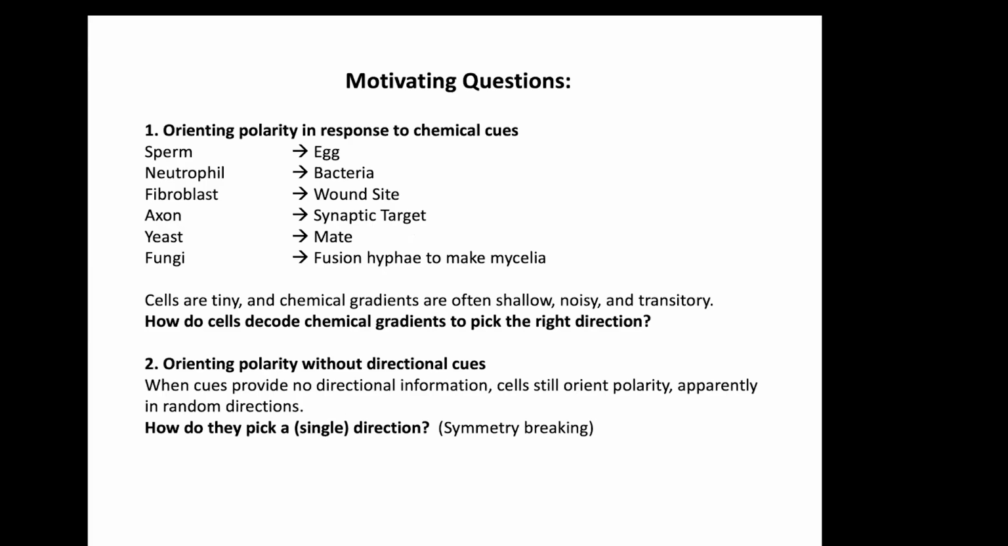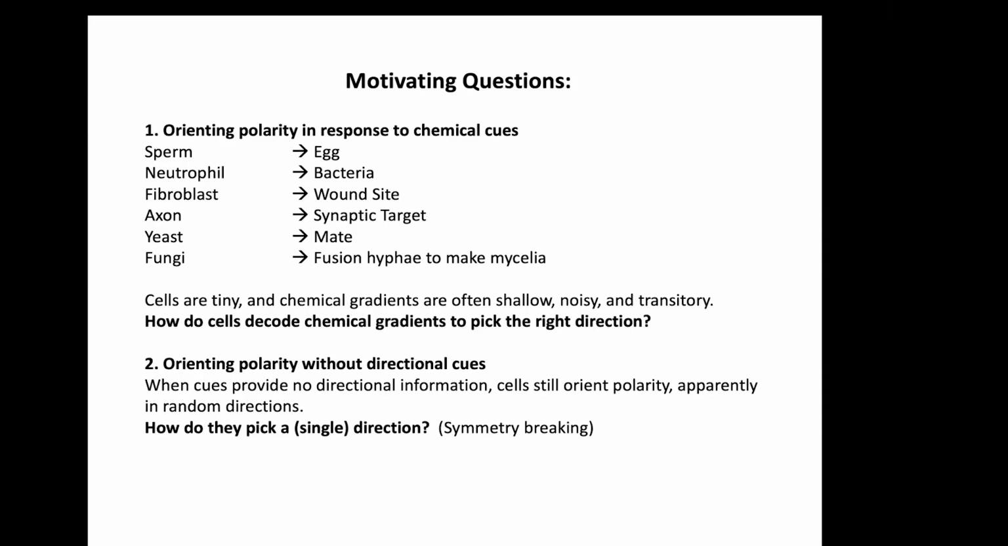Okay, so the motivating questions for me thinking about cell polarity are, first off, the question of how do you orient polarity in response to chemical cues? You can pick your favorite cells. This is just a small sampling, but a lot of cells will use chemical information from the environment to orient their activities. I'm going to talk about yeast. Cells are tiny, chemical gradients are often shallow and noisy, so actually this is not a trivial problem. How do you figure out which direction to go in?